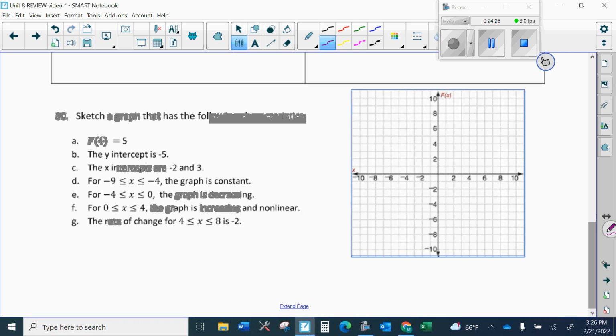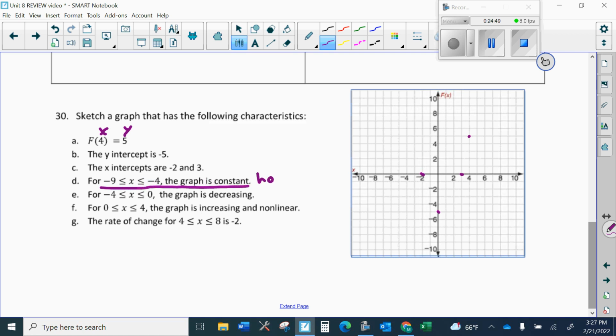Sketch a graph that has the following characteristics. It says that f of 4 is 5. So remember, that's the x coordinate. There's the y coordinate. So 4, 5, right there. The y-intercept is negative 5. That means we're across the y-axis. The x-intercepts are negative 2 and 3, right there.